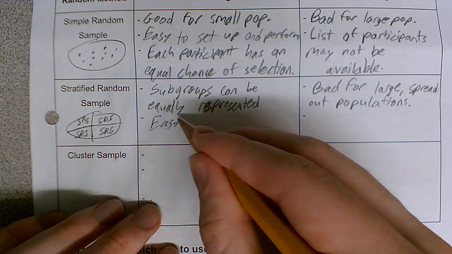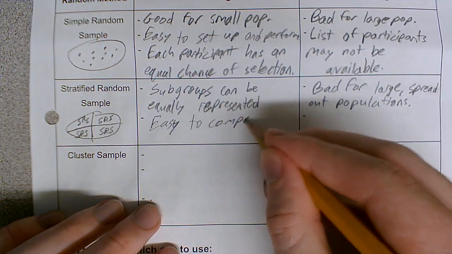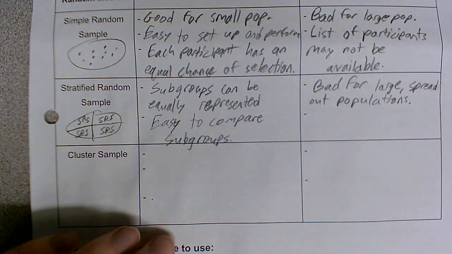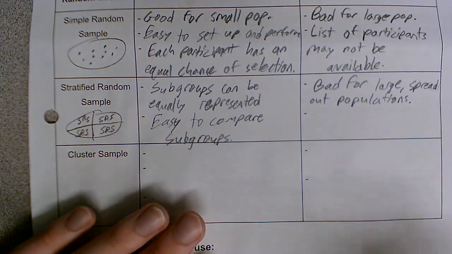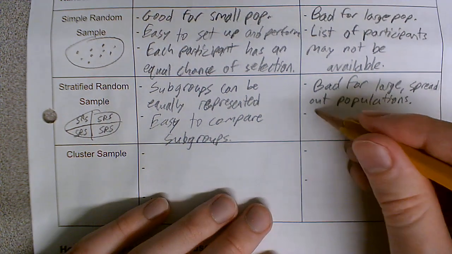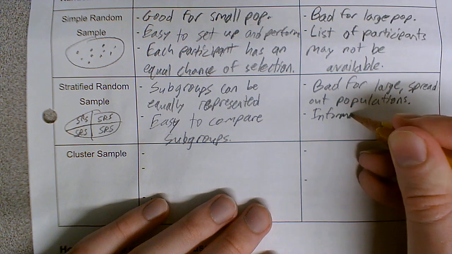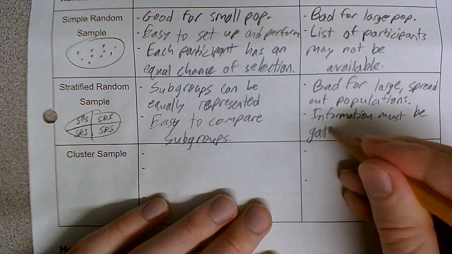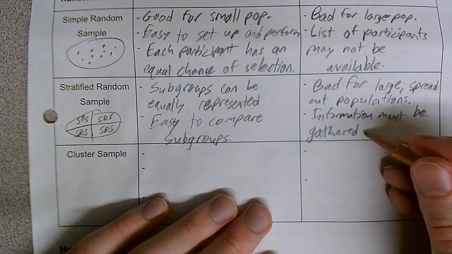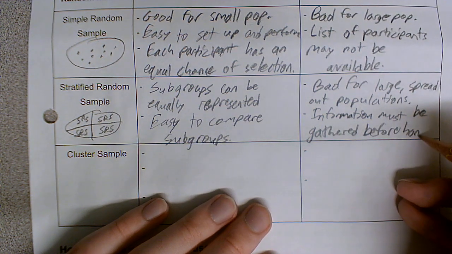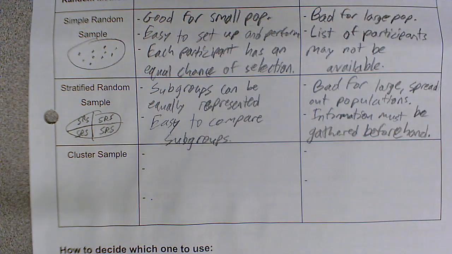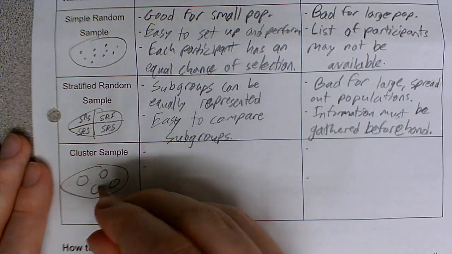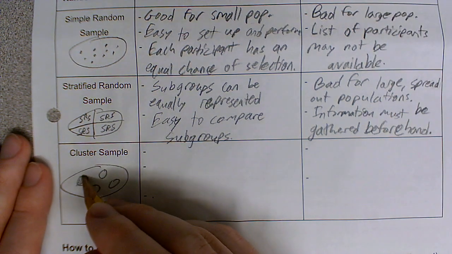It's also easy to compare the subgroups. Which is good. But in order to divide the population into subgroups, information must be gathered beforehand. The last one is cluster sample. Remember, that's when we take groups of people that are near each other and we sample everyone within them.